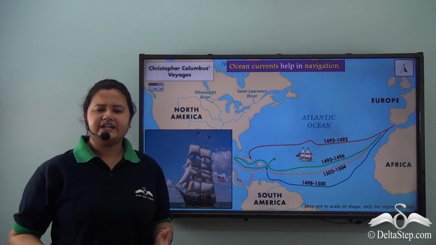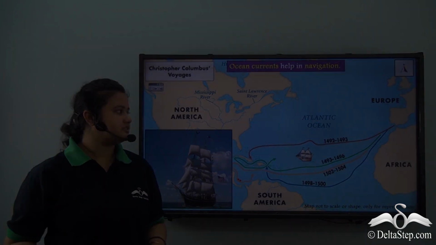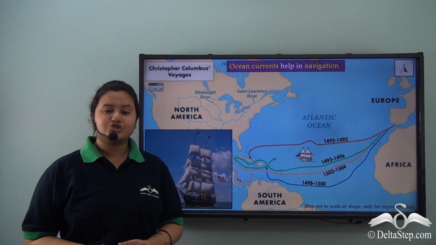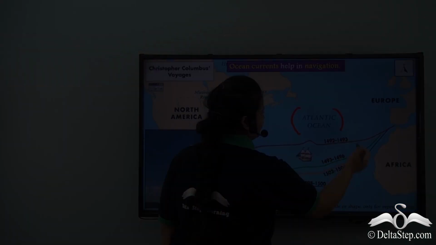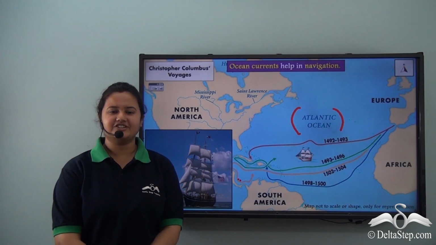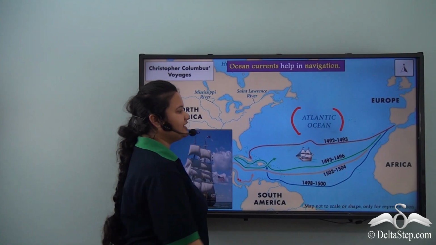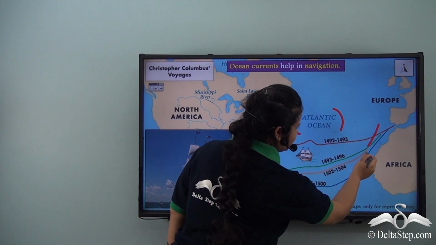Now, why did his ship deviate westwards? This is because of an ocean current which is prevalent in the Atlantic Ocean. His ship drifted westwards due to the cold Canary current which flows in this direction.